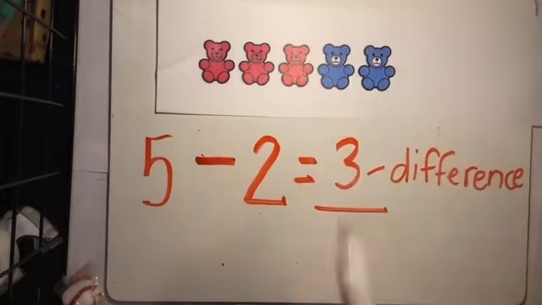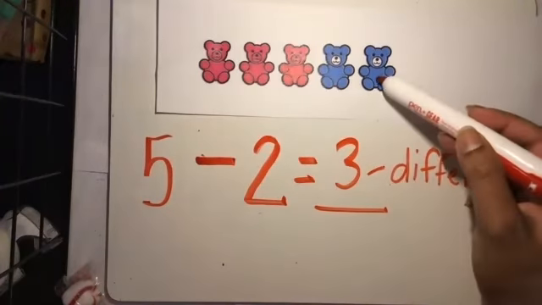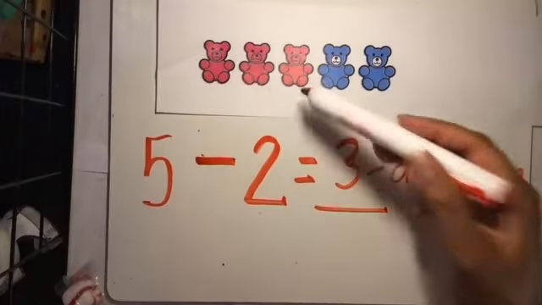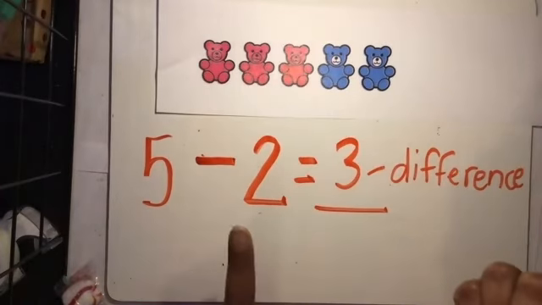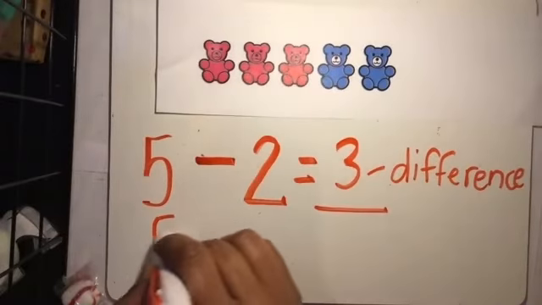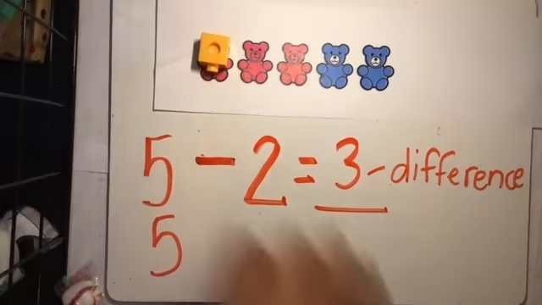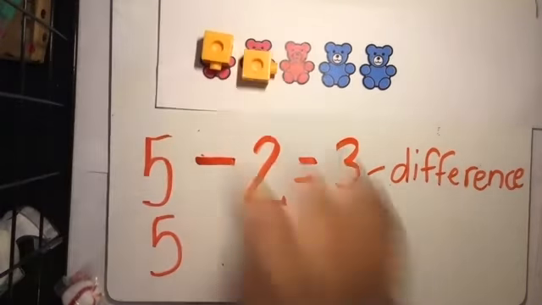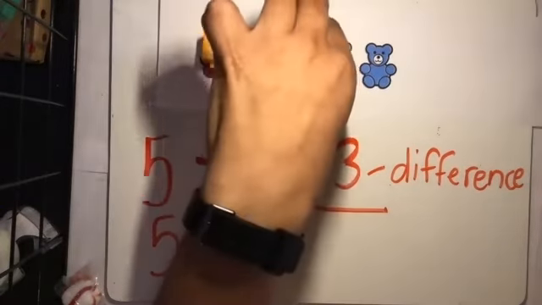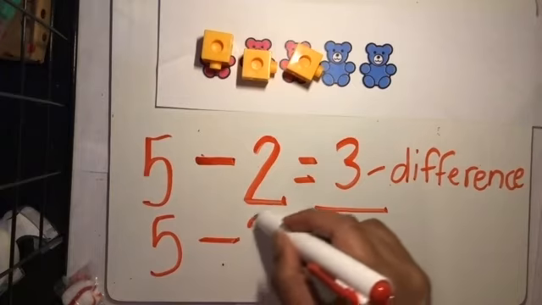Now, what if I did, instead of taking away 2 bears, what if I took away the 3 red bears? So remember, you always start with the greater number. So I have 5 all together. What if I take the 3 away? We're just going to cover it. 1, 2 and the 3. I just took the 3 away. Okay? So I put minus 3.